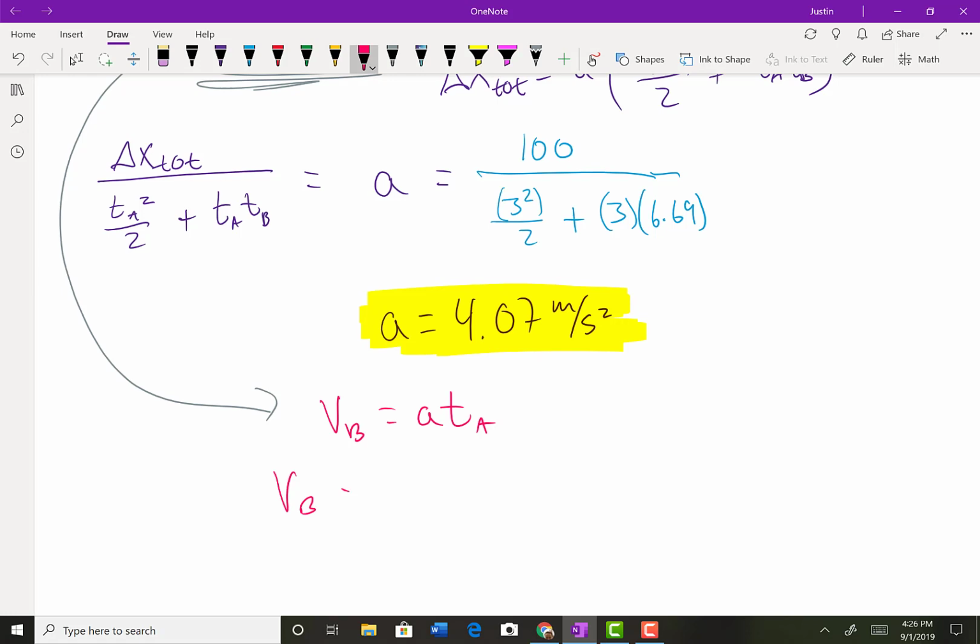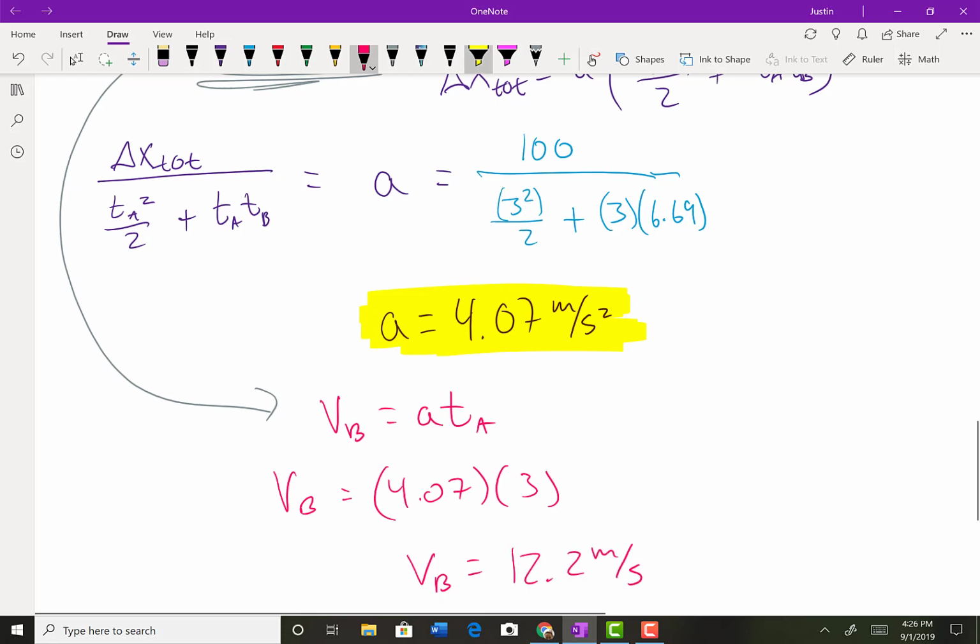So VB is just going to be 4.07 multiplied by TA, which is 3. So VB, the maximum speed, is going to be 12 something. 4.07 multiplied by 3, 12.2 meters per second.